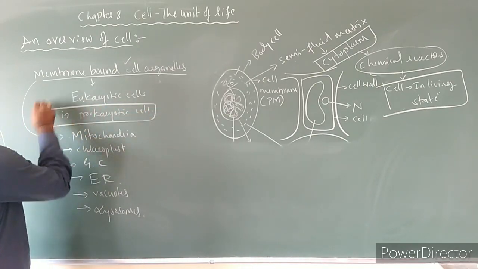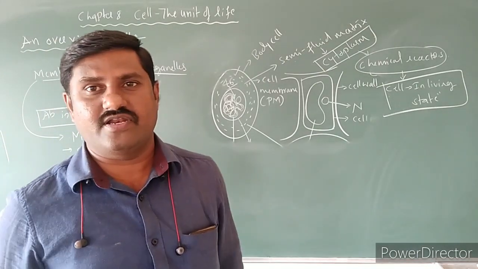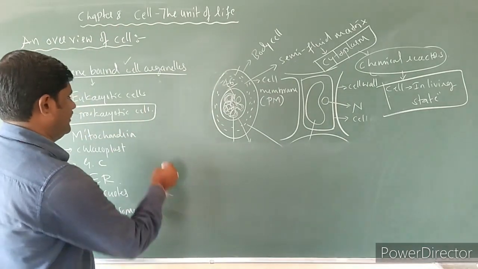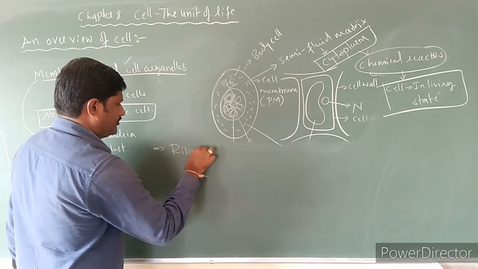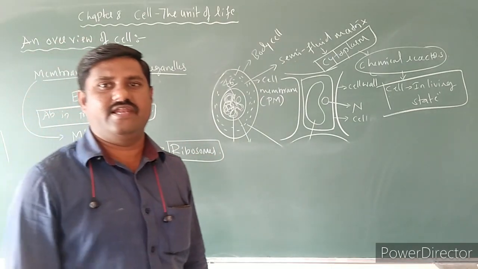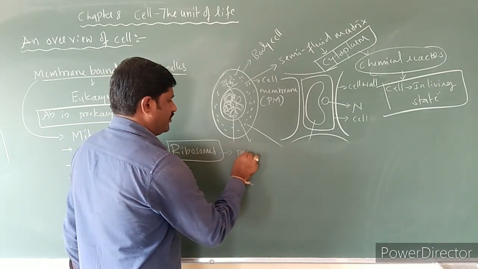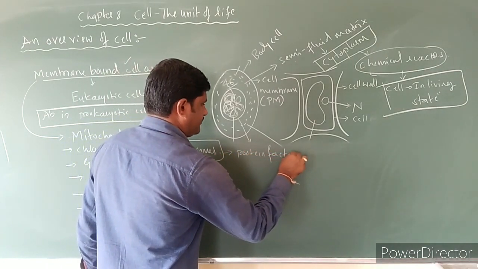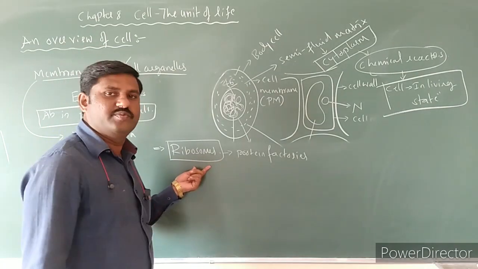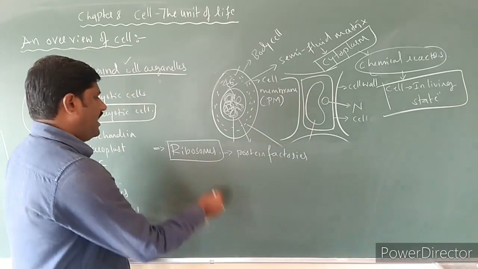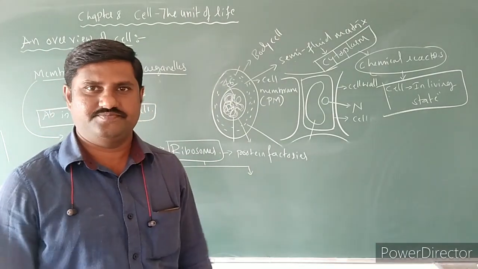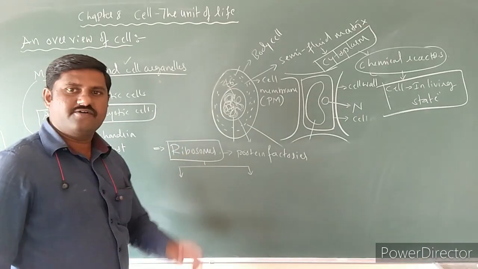They are absent in the prokaryotic cell. But membraneless cell organelles are also there, and they are present in both prokaryotic as well as eukaryotic cells. What are they? Especially ribosomes. See here, these ribosomes are the membraneless cell organelles, commonly known as protein factories. These protein factories, called ribosomes, are present both in prokaryotic as well as eukaryotic cells commonly.